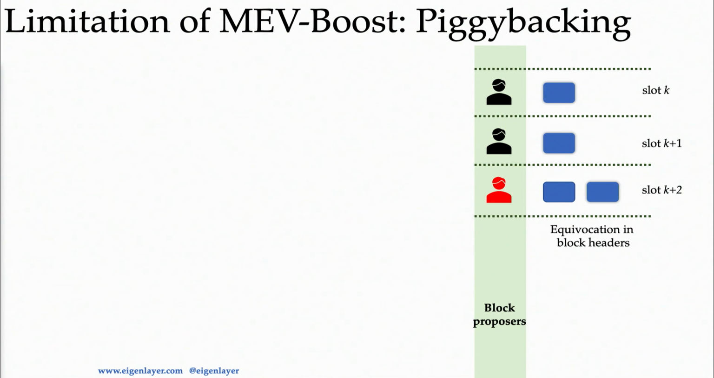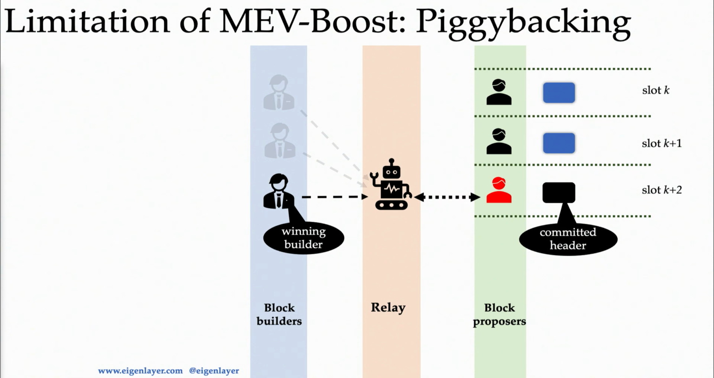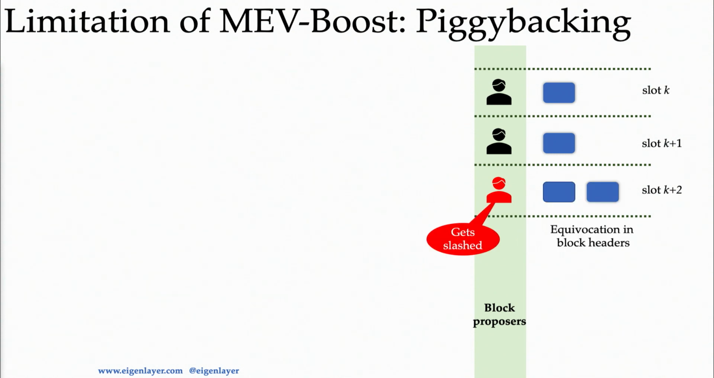That's why the relay releases the block only after getting a signature on the header, because if after that, for example here, if you get a block header from the winning builder, and you go ahead and propose a completely different block header, you will get slashed. So this is the core trust that MEV Boost was able to extract.